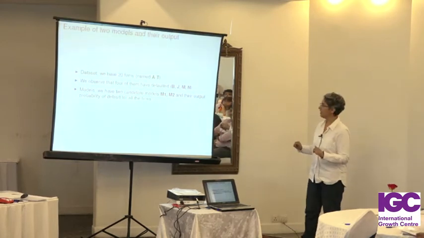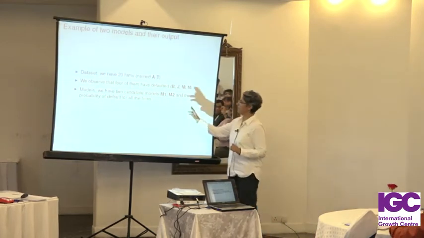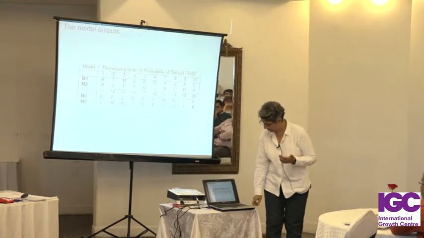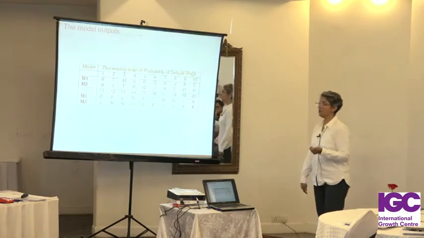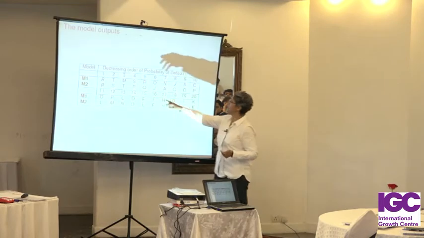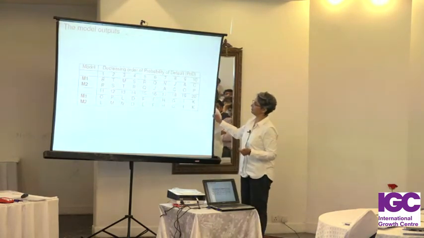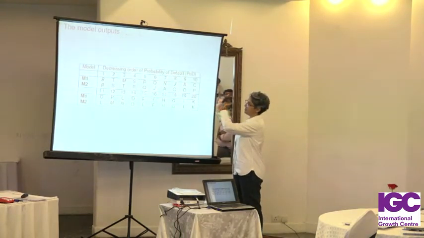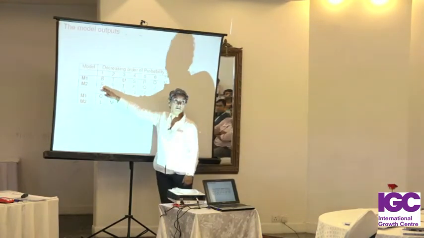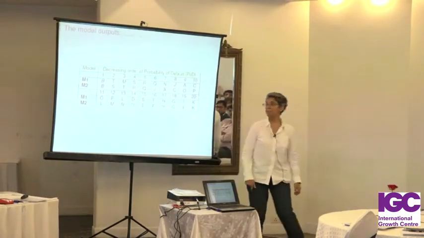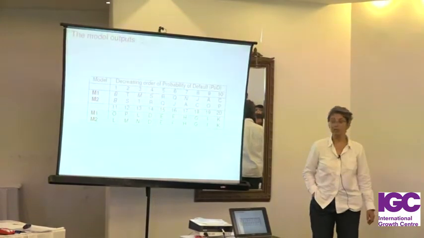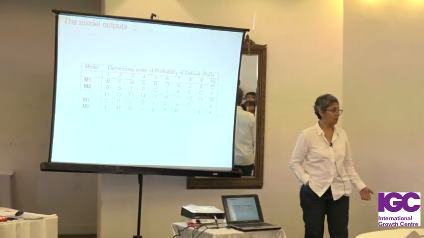We have 2 candidate models, M1 and M2, and we have their output, which is the probability of default for each of these firms. And this is what the models have given. So what I have here is decreasing order of probability of default, and that's M1's prediction. So the worst firm is B. But the second one, according to model M1, is T, but it's S for M2.